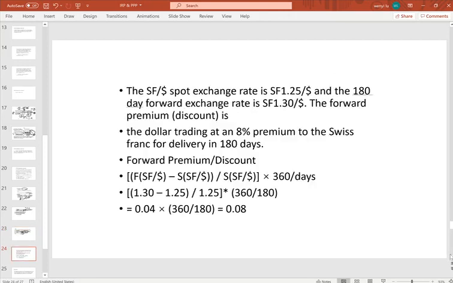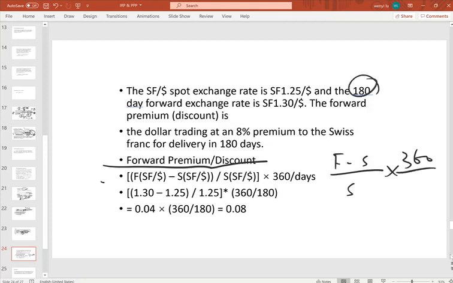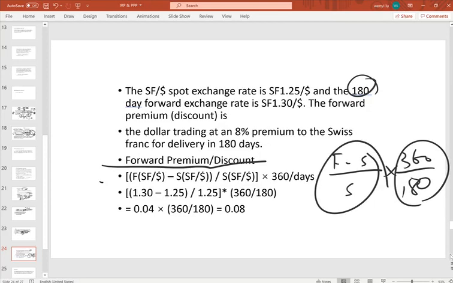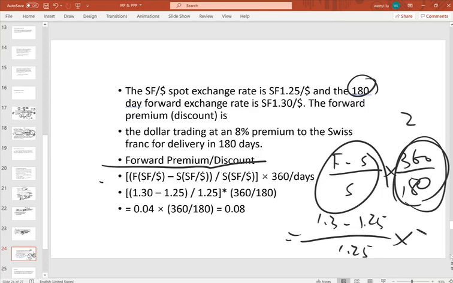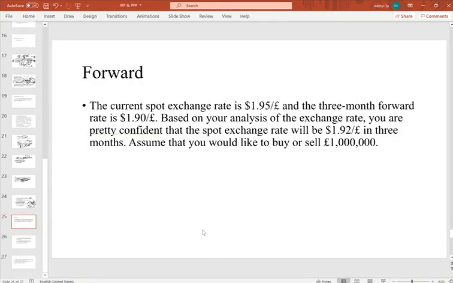And then we also studied the forward premium and discount in the first video. So here, just a recap: our premium or discount will be forward rate minus spot rate, over spot rate, times 360 over the number of days in this forward contract. So this is 180 days, a 6-month forward. So you can see we're rolling this premium actually 2 times for the whole year. Forward rate is 1.3, spot rate is 1.25, over 1.25, times 2.